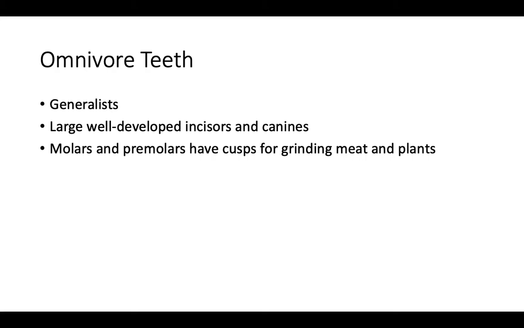And then we've got omnivore teeth. These guys are generalists. They tend to do very well because they can use one food source or another depending on seasonality. They tend to have large, well-developed incisors and canines. And molars and premolars have cusps for grinding meat and plants.